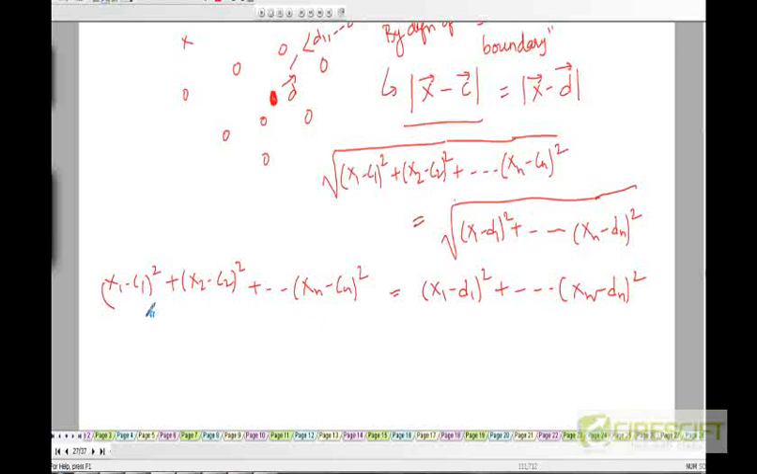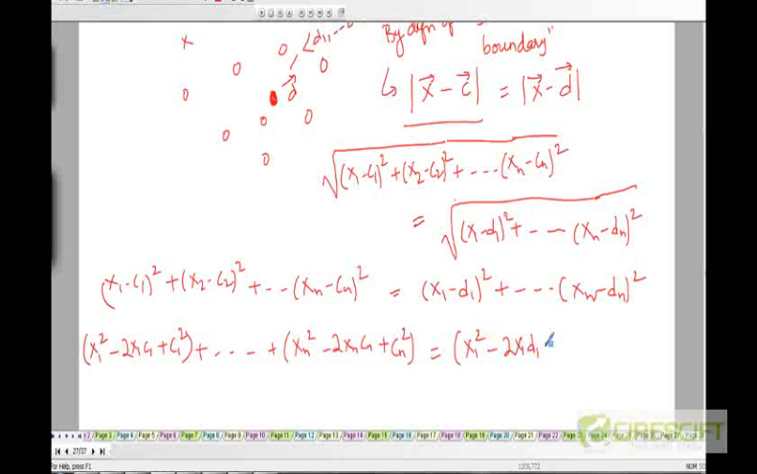So let's open these terms up. So you'll get x1 squared minus twice x1 c1 plus c1 squared. And the last term here will be xn squared minus twice xn cn plus cn squared. Simple algebra. On the right, x1 squared minus twice x1 d1 plus d1 squared, and xn squared minus twice xn dn plus dn squared.